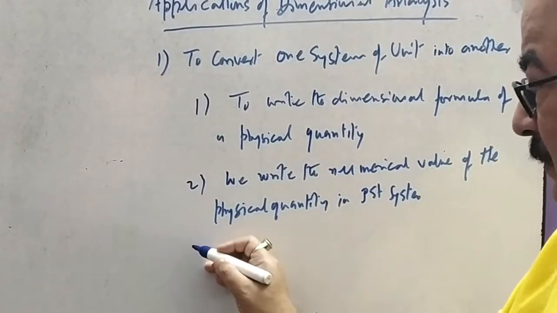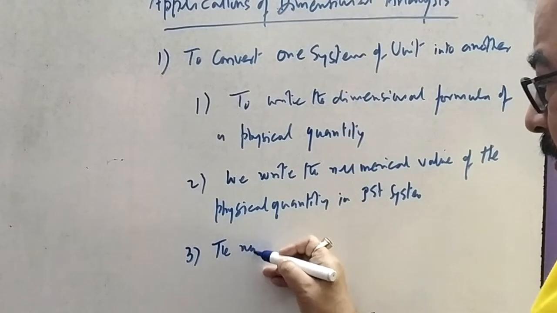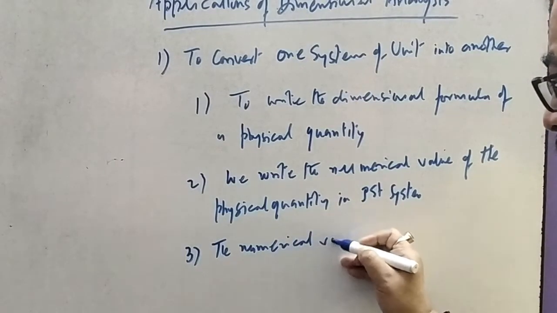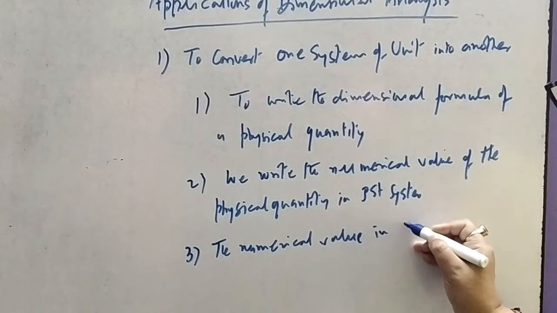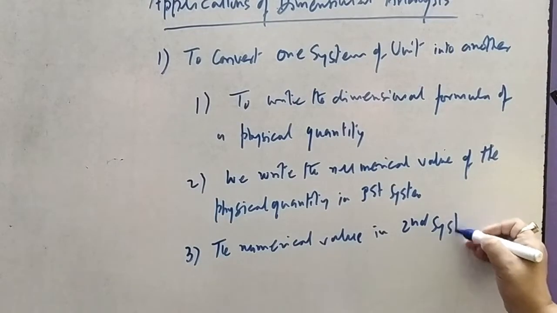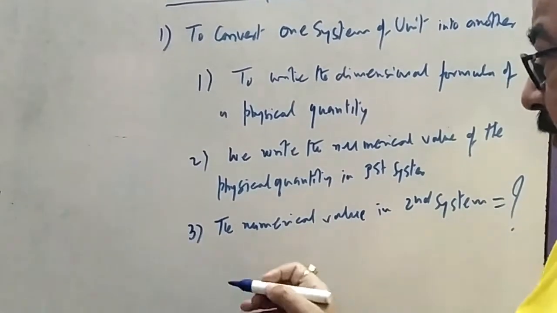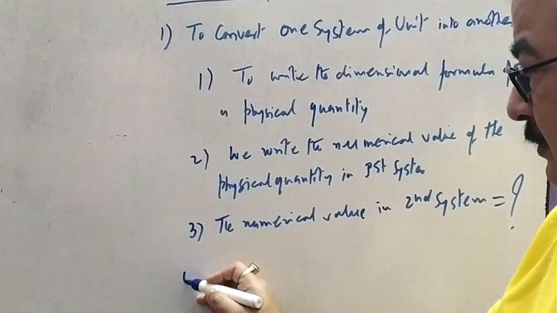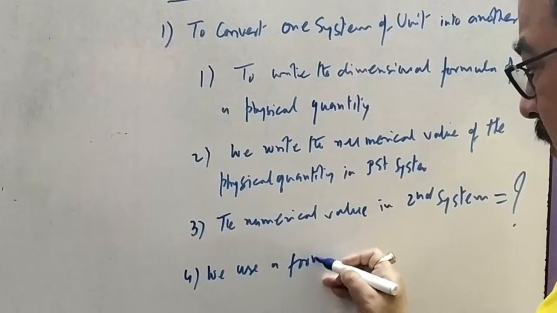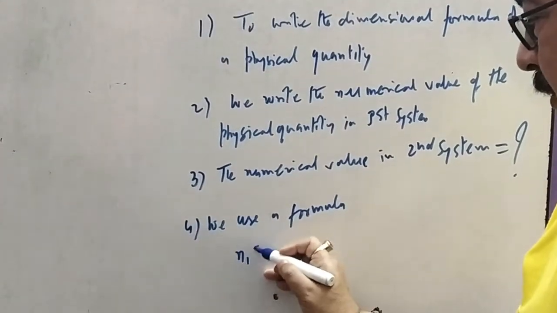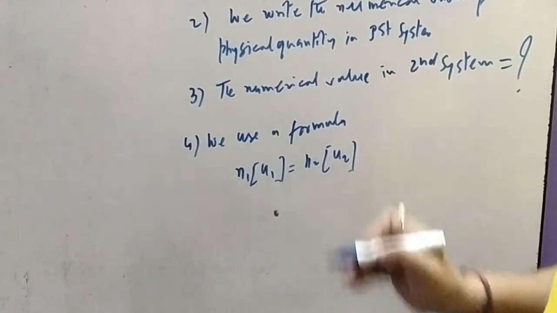Okay, so that the numerical value in the second system we have to find. Second system we have to find, and then we use a formula, n1 u1 equal to n2 u2, like this.